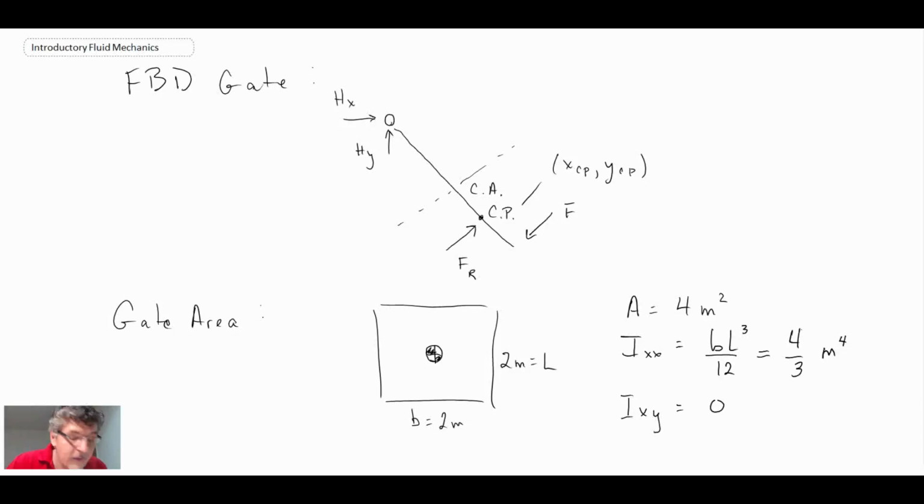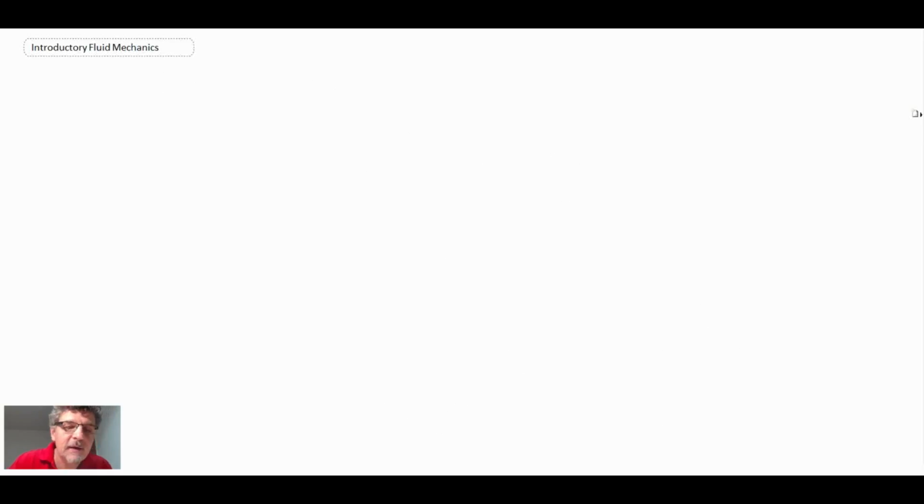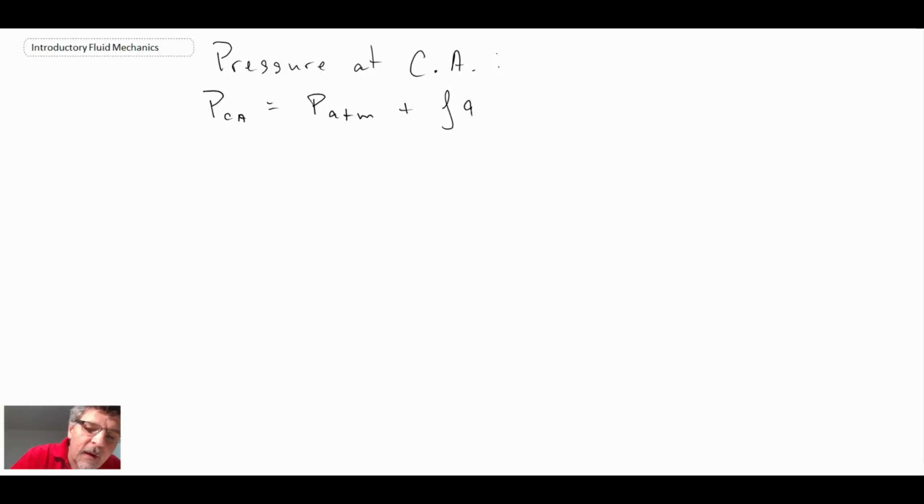So let's continue on now, and what we're going to begin with is trying to resolve what is the force due to the hydrostatics. And if you recall, the force itself is equal to the pressure at the center of area. However, that force acts at the center of pressure. So the pressure at the center of area is equal to the atmospheric pressure plus rho g h, h down to the center of area of the plate. I can pull the rho and the g out.